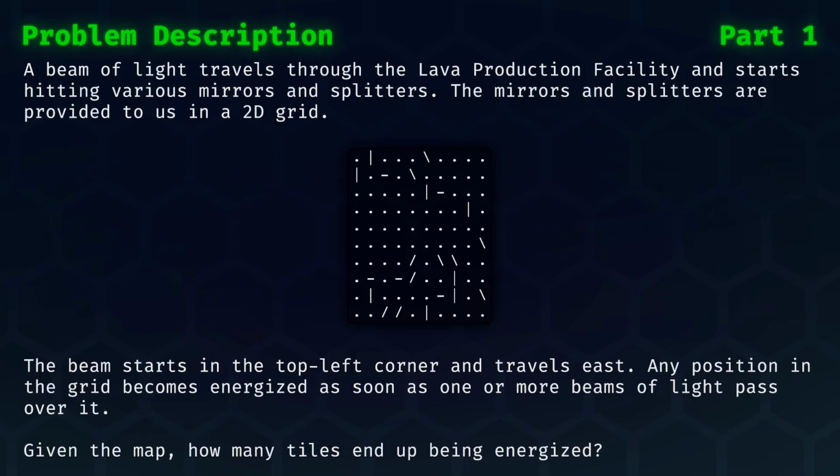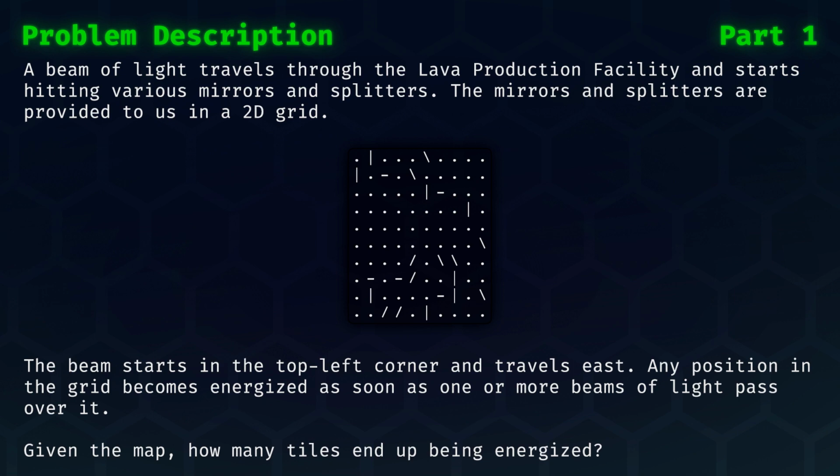A beam of light travels through the lava production facility and starts hitting various mirrors and splitters. The mirrors and splitters are provided to us in a 2D grid as shown below, where the dots are empty spaces in the facility. The beam starts in the top left corner and travels east. Any position in the grid becomes energized as soon as one or more beams of light pass over it.